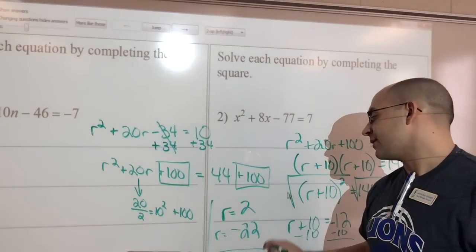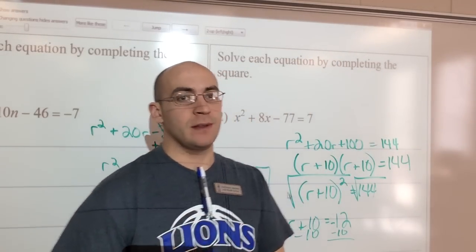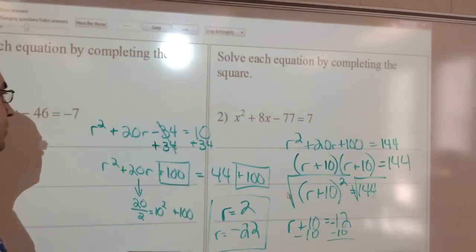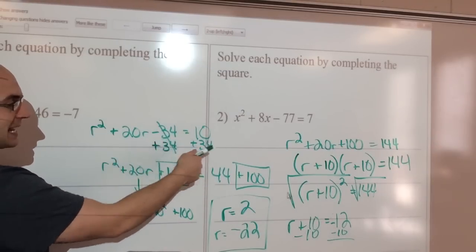Now, make your life easy. Check it using the quadratic formula, or use the inspection method. How to do that? Well, here's what I can do. The original equation was r squared plus 20r minus 34 equals 10.